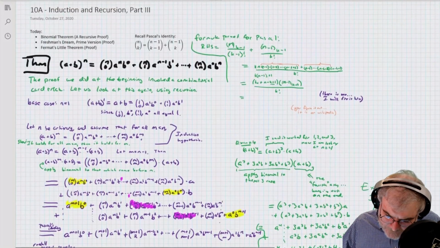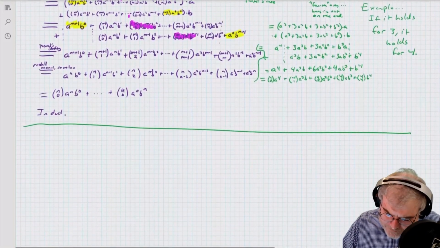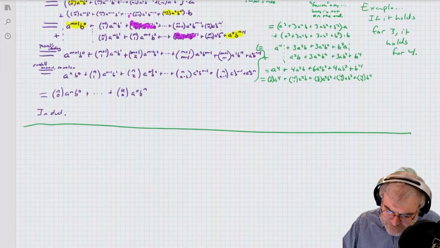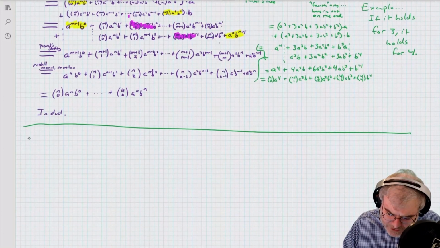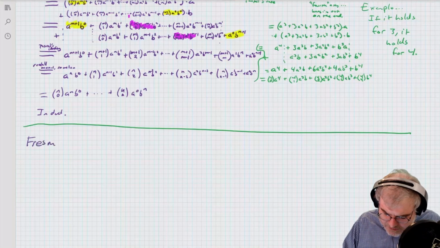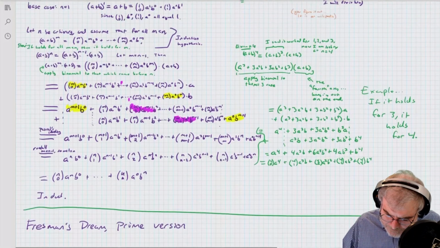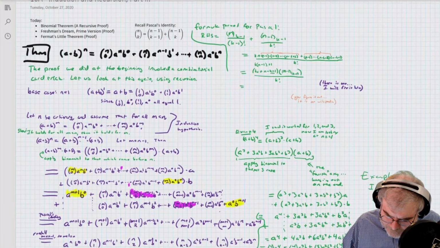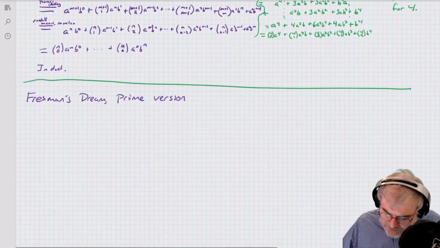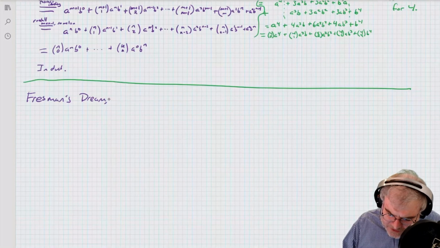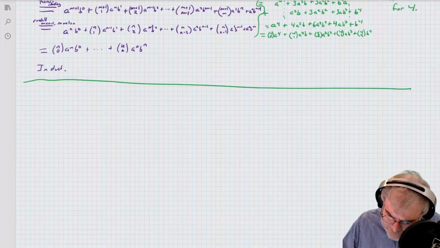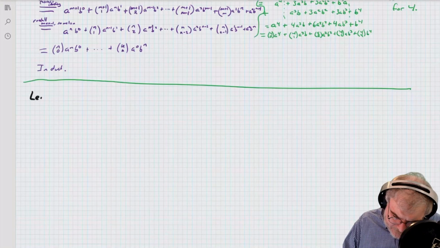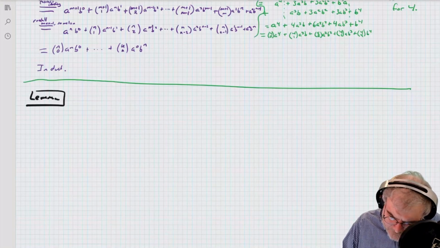Okay. Let's look at freshman's dream. Let's revisit the freshman's dream. So this is the freshman's dream. There are a couple versions of it, and it goes like this. And there's even another one. Let's do a little lemma. Let me give you a little lemma first.